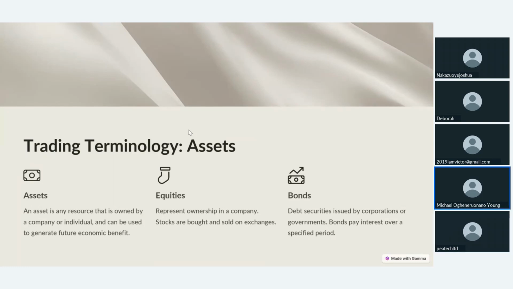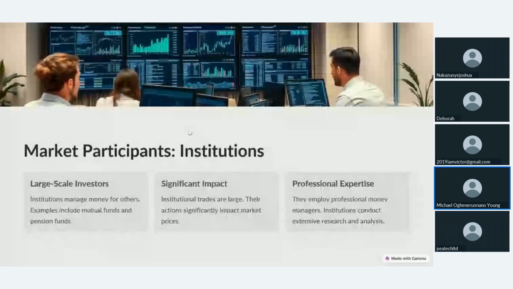Go ahead. You said in the market participants, institutions. I wrote down, you said professional expertise. How does that relate to institutions? Professional expertise in your notes, under institutions in market participants. Okay, no. What you see under it is an explanation, right? By professional expertise, I mean that they employ professional money management, right? So the market participant here is the institutions.